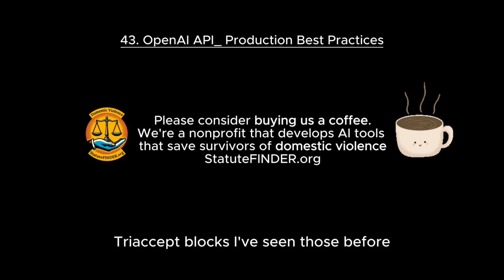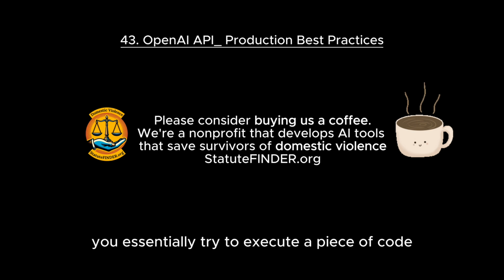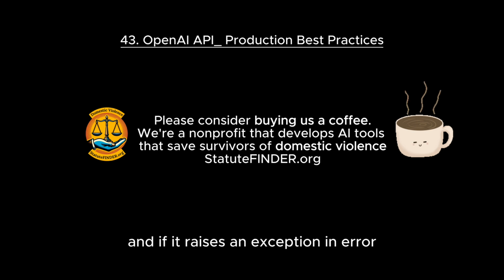Try except blocks. I've seen those before, but I haven't really used them much. They're incredibly useful for handling unexpected situations. You essentially try to execute a piece of code, and if it raises an exception or error, you can catch it and handle it in a way that prevents your application from crashing. So it's like having a safety net for our code.